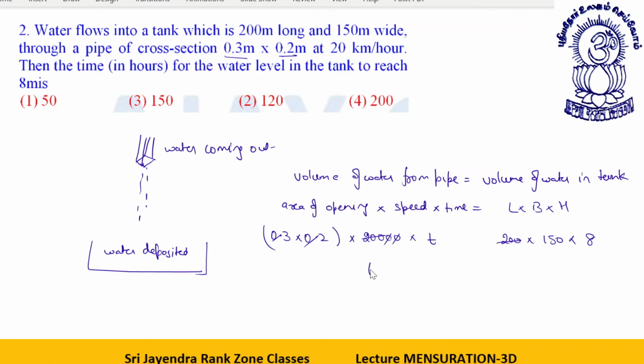So what will be the time? That time will be 150 into 8 divided by 3 into 2. 3 into 150 will give me 50. 2 by 8, 4. So this is 50 into 4, or this time is equal to 200 hours, my dear students. Is this question clear to all of you? Next one.